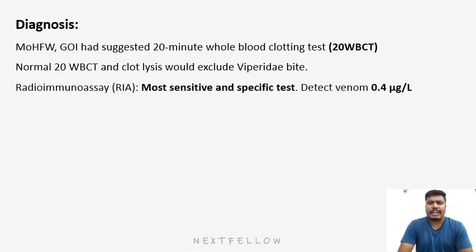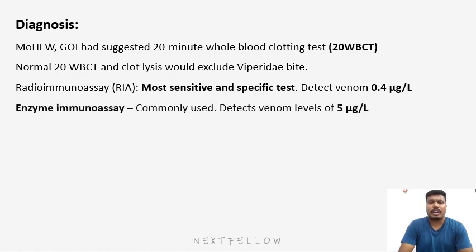Okay. Radioimmunoassay is the most sensitive and specific test for detection of venom. It can detect venom at levels of 0.4 microgram per liter. Another test is enzyme immunoassay. It is most commonly used. It can detect venom levels up to 5 microgram per liter. Okay, minimum 5 microgram per liter.